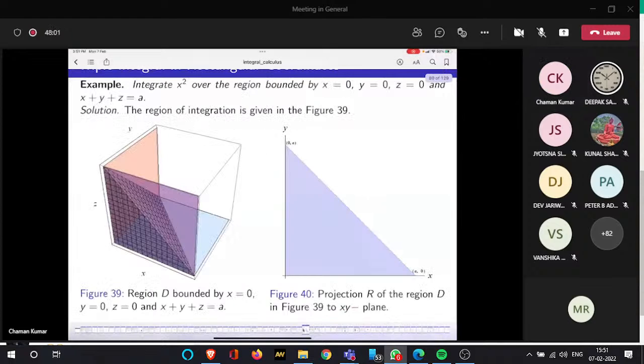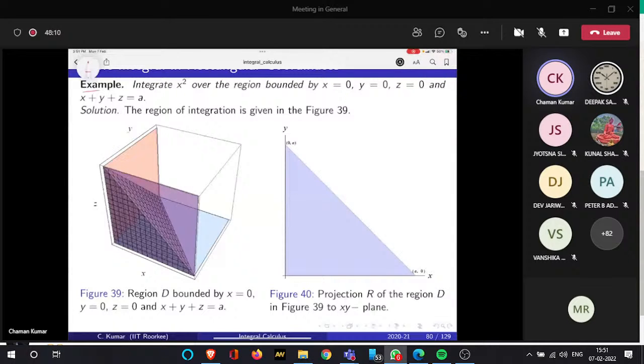All right. So now we solve a couple of questions on triple integrals. Let us see this question. Here we want to integrate x squared over the region bounded by x equals 0, y equals 0, and z equals 0.